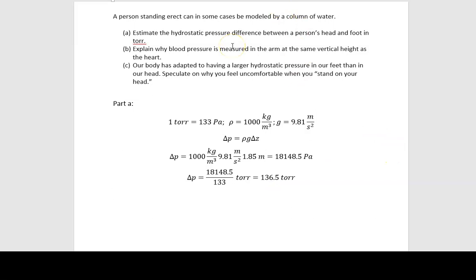Also, our body's adapted to living with most of the pressure on our feet, right? So when you stand on your head, you feel that increase in pressure in all the vessels in your head and in the muscles and everything in your head, because that's just not how we're designed. We're designed to be upright or laying down at the most, right?